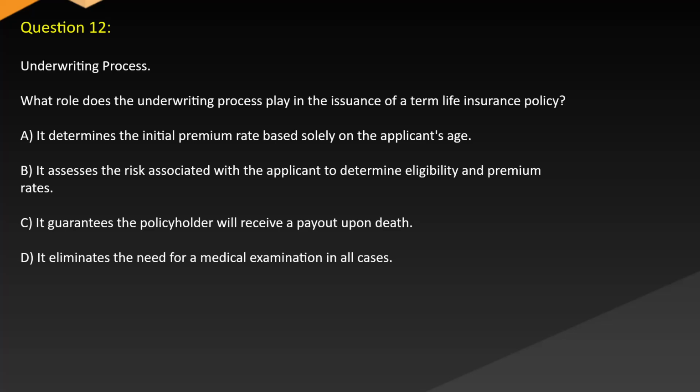What role does the underwriting process play in the issuance of a term life insurance policy? A. It determines the initial premium rate based solely on the applicant's age. B. It assesses the risk associated with the applicant to determine eligibility and premium rates. C. It guarantees the policyholder will receive a payout upon death. D. It eliminates the need for a medical examination in all cases.